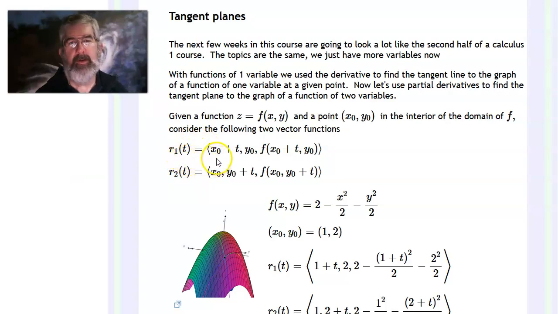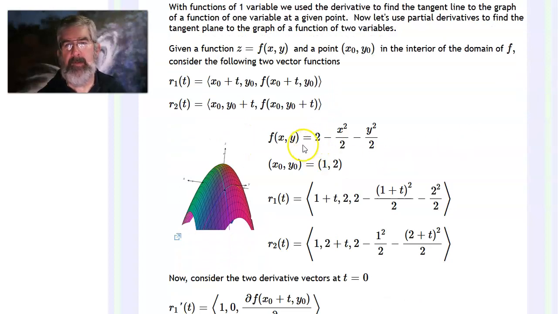So r1 of t is going to be (x0 + t, y0, f(x0 + t, y0)). What I'm describing, if you didn't have the z-coordinate, would just be a line parallel to the x-axis passing through (x0, y0). Only the first component is changing as t changes. The y0 just stays constant. But when you plug those points into f to get the z, you're describing a curve along the surface.